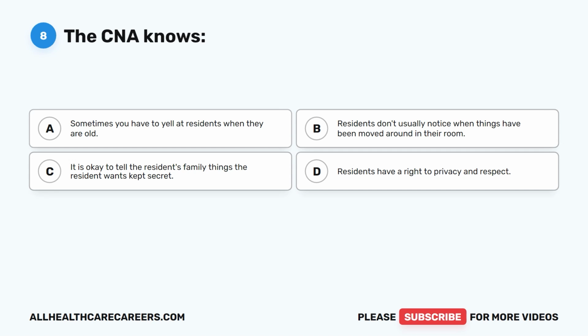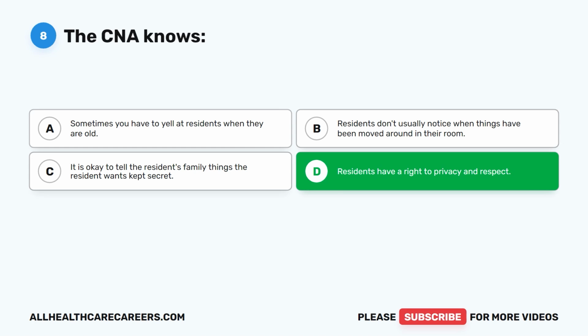Question 8. The CNA knows A. Sometimes you have to yell at residents when they are old. B. Residents don't usually notice when things have been moved around in their room. C. It is okay to tell the resident's family things the resident wants kept secret. D. Residents have a right to privacy and respect.